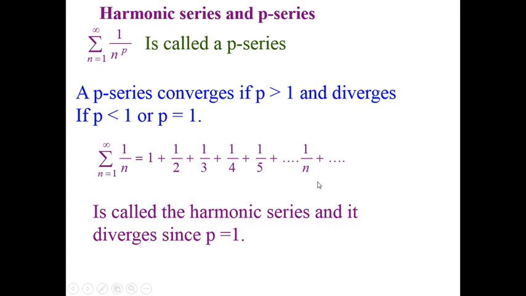Okay, so here's some examples. You see that p is 1. This one is called the harmonic series. Harmonic means the terms are getting smaller and smaller, and it looks like it's going to converge. But eventually the sum can become any kind of random number, so this one is considered divergent.